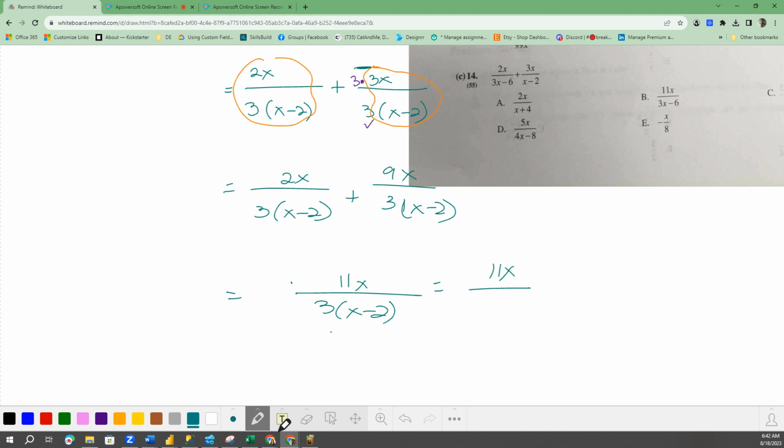But since your denominators are all multiplied out, you probably need to multiply this one out. So you have 3x minus 6. So 11x over 3x minus 6. Again, my advice is do this on your own, and then if you get stuck, that's when you watch the video. Okay.